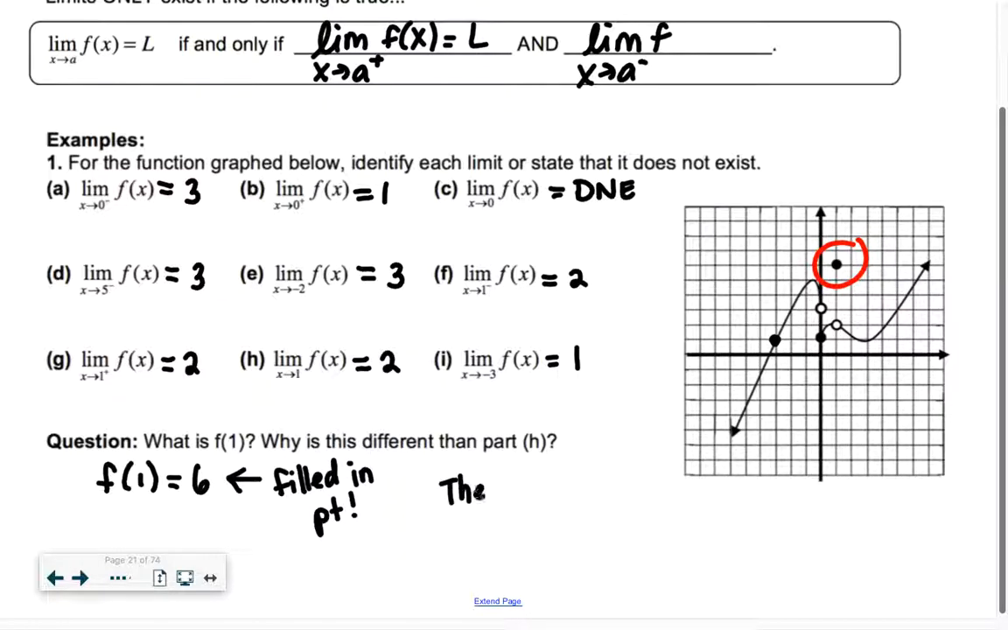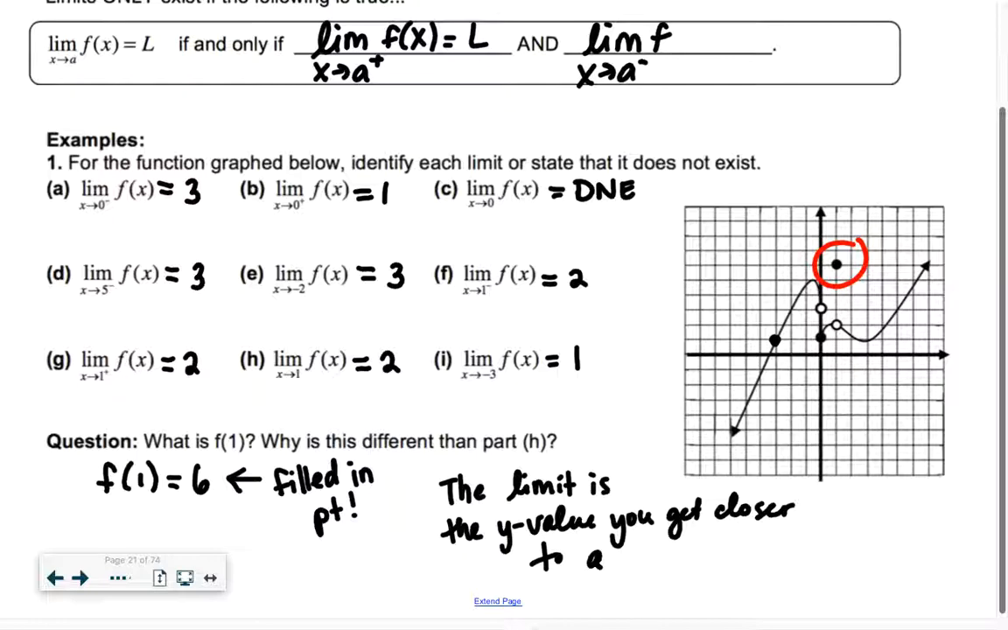The limit is the y value you get closer to along the curve. Let's say that. From both the right and the left. Okay, so a limit doesn't have to have a filled-in point with it. So it doesn't need to be filled in.